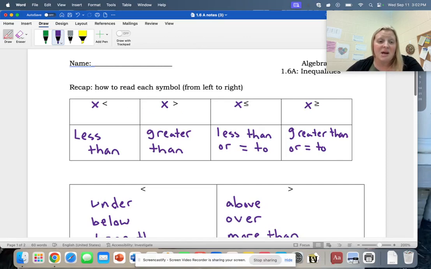So just as a recap, we always read as if X is on the left, and we ask ourselves, how would we pronounce that? So this is the symbol for less than if you're reading from left to right. This is a symbol for greater than, less or equal to, and then greater or equal to. So that little line that's underneath, that symbolizes the or equal to part of that phrase.